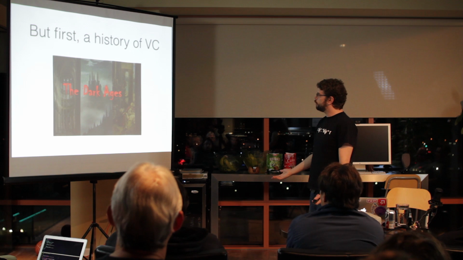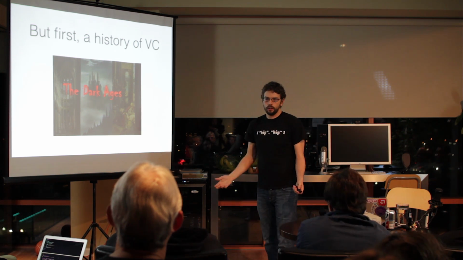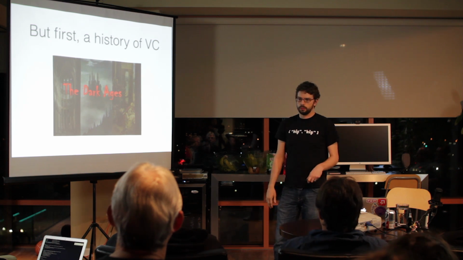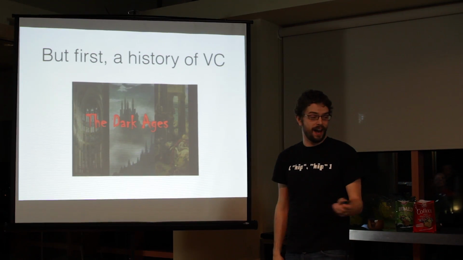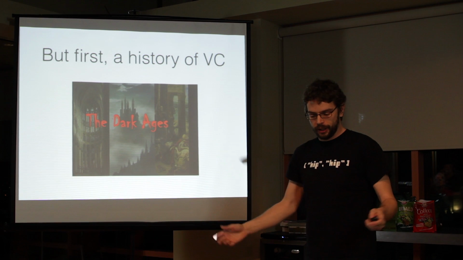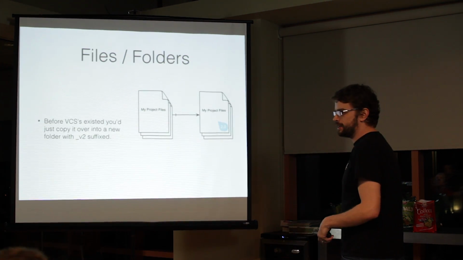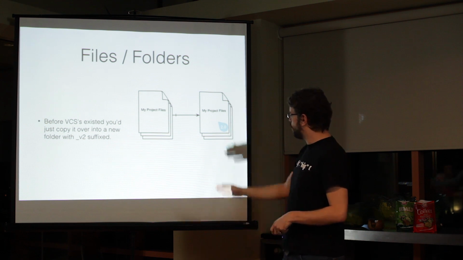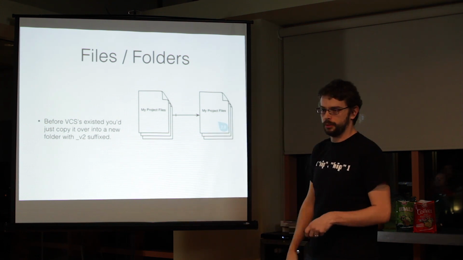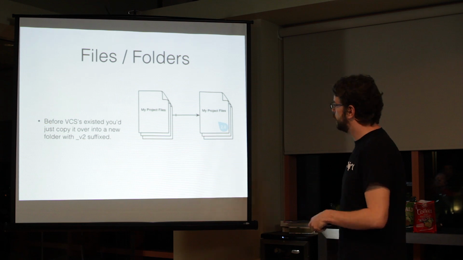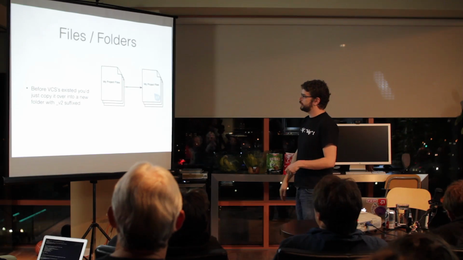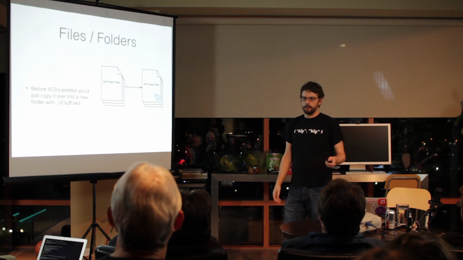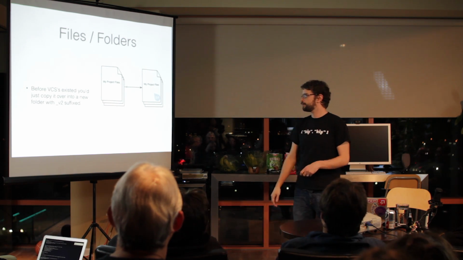So what are the first things that come to mind when you want to version control something? Well, the first thing, and what I was looking for, is files. Just files. I want to take a file, and then I want to append v2 to it, or a folder. Copy the whole thing and do it. And this is before VCSs exist, but it also happens to people who don't know about version control.